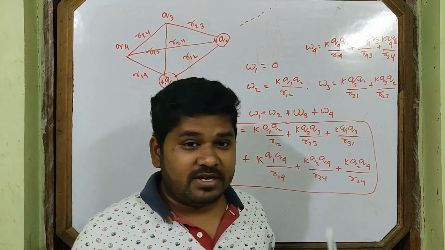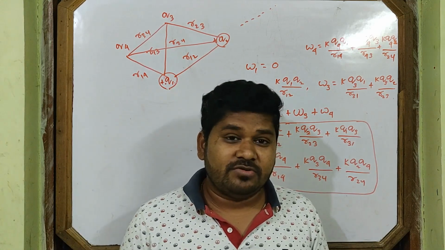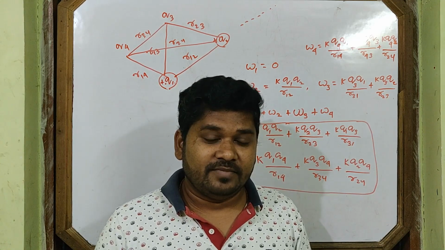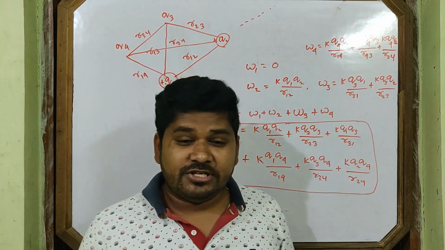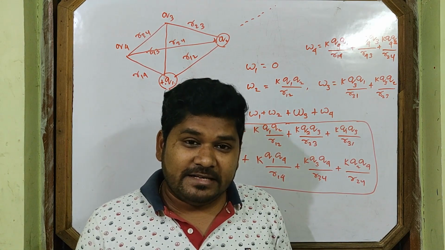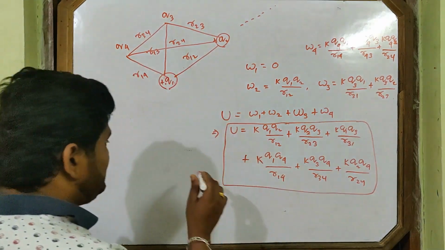How many terms are coming? 6 terms. And you have to also mug up this formula to solve numericals. Then you may ask, sir, how do I mug up this formula? It consists of 6 terms. But it is very easy to remember, not required to mug up. It is very easy. There is a skill to remember.